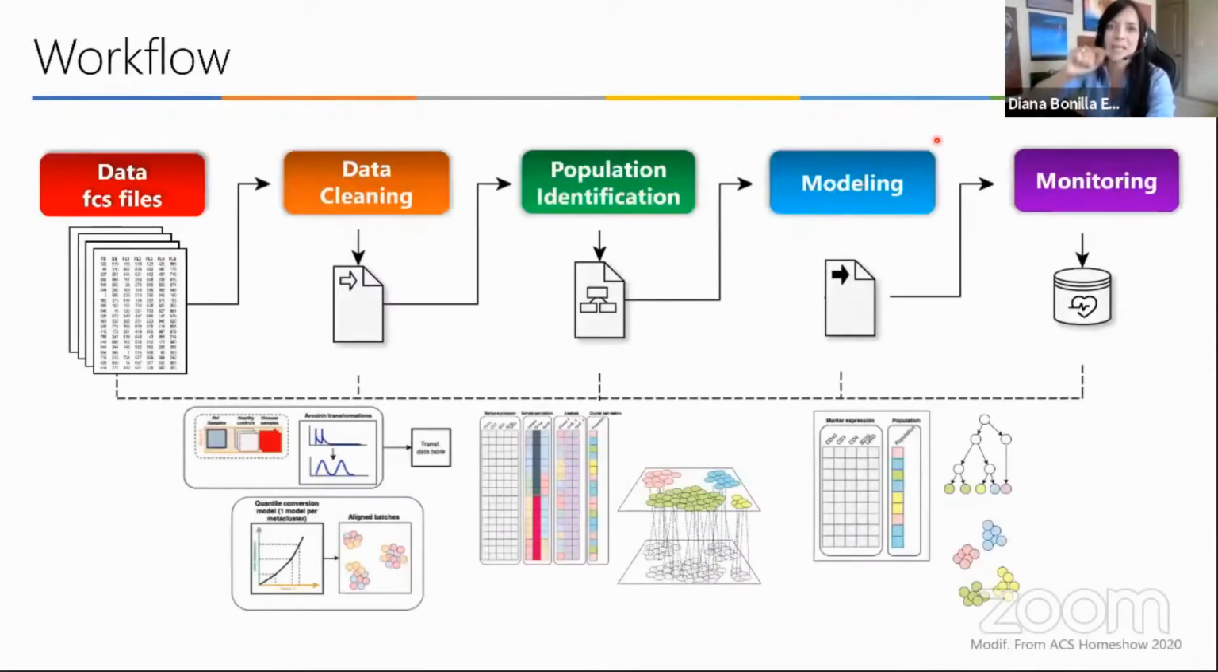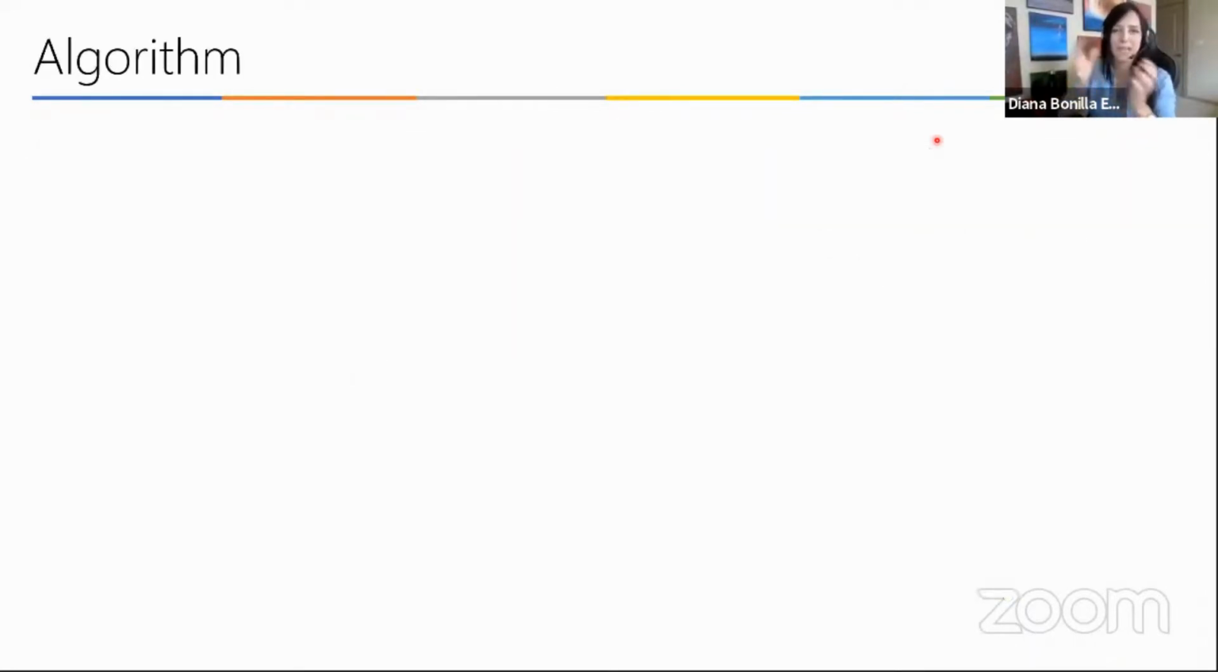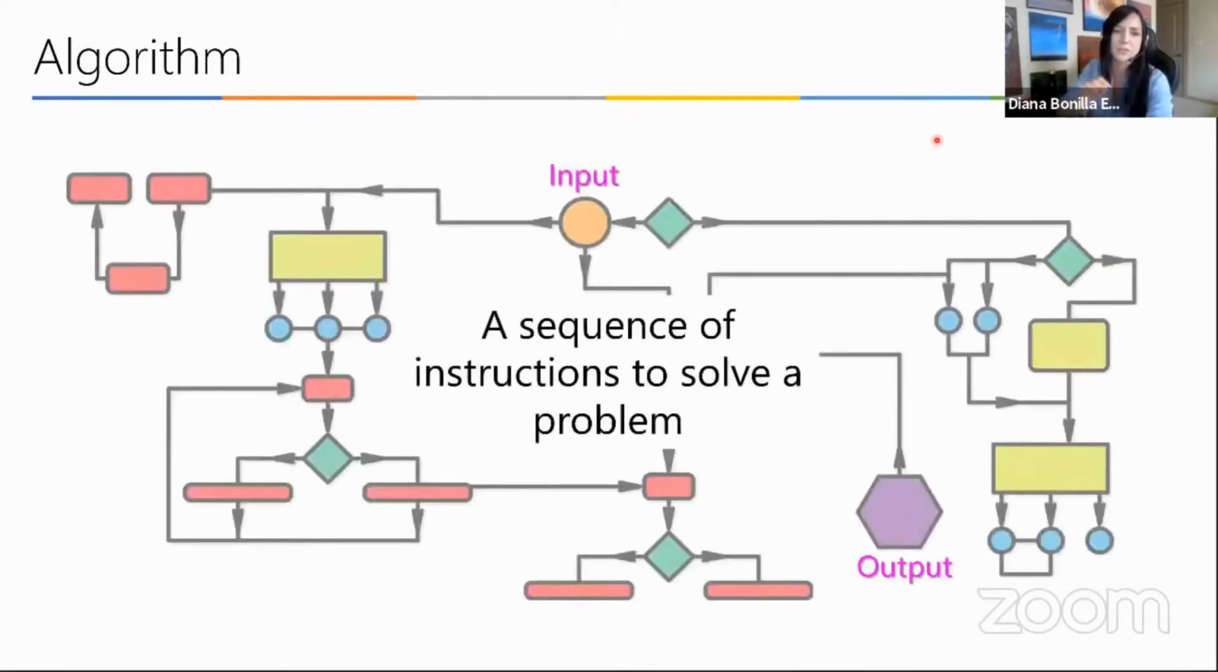But independently of what step you're thinking of, you can do it in an automated way. There are tools, there are software, there are algorithms that allow you to do it. And all of them use the same basic unit, the algorithm. And an algorithm, just to define it, is a sequence of instructions to solve a problem. And in cytometry they are really useful because they help us analyze highly complex dimensional data, usually coded in R, Python, MATLAB, but they are also available through commercial software.